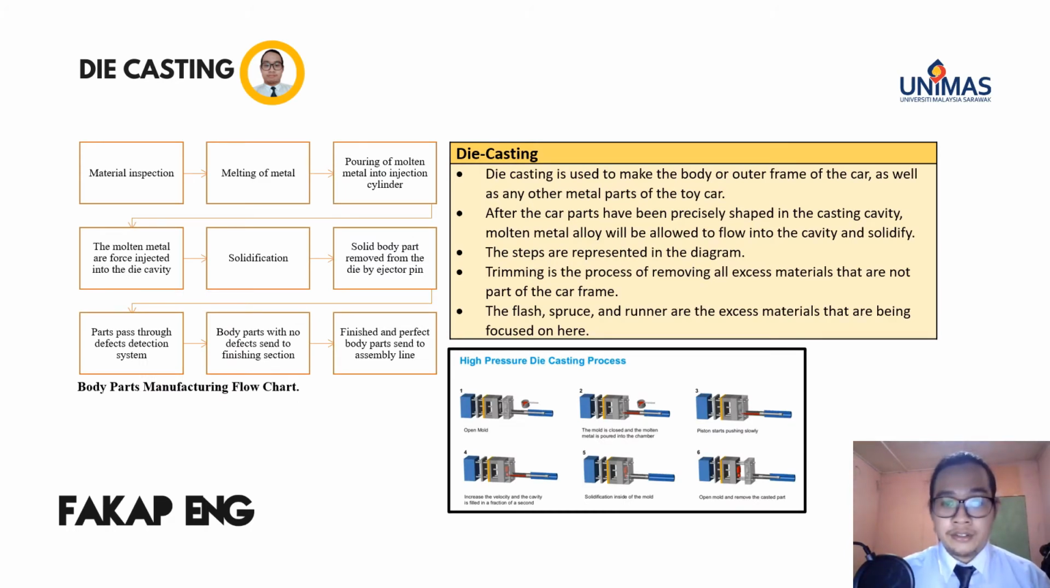Die casting is used to make the body or the outer frame of the car, as well as any other metal parts of the toy car. After the car parts have been precisely shaped in the casting cavity, the molten metal alloy will be allowed to flow into the cavity and solidify. The steps are represented in the diagram and the body parts manufacturing flowchart. Trimming is the process of removing all excess materials that are not part of the car frame, such as the flash, sprue, and other excess materials that are being focused here.